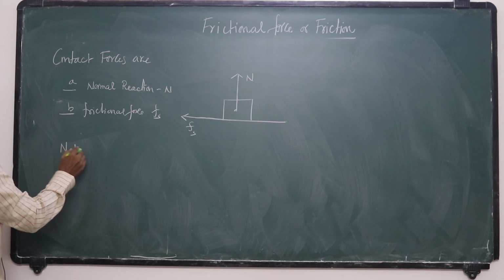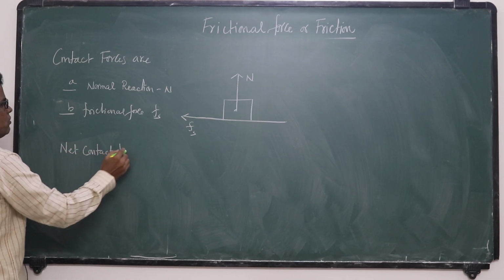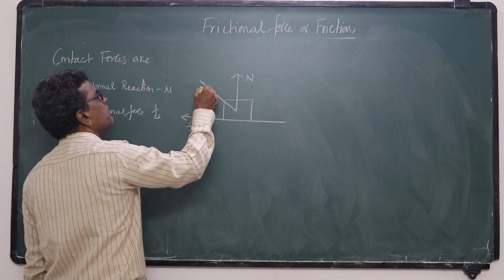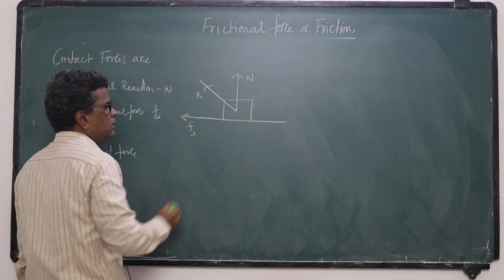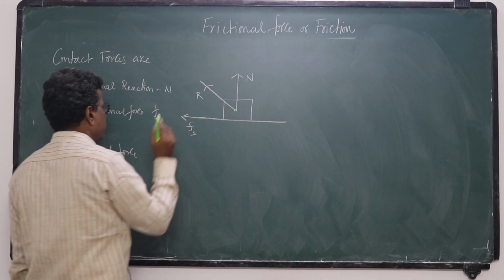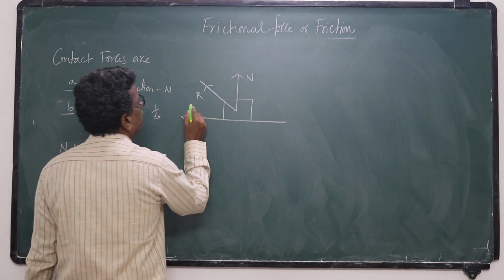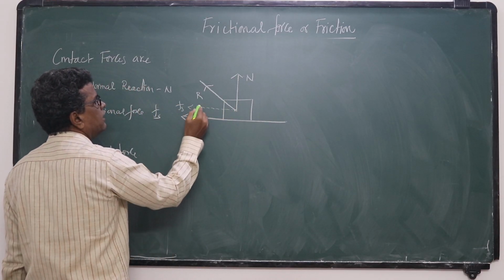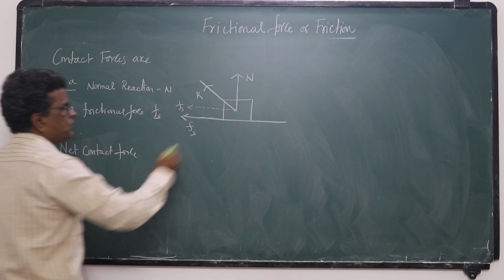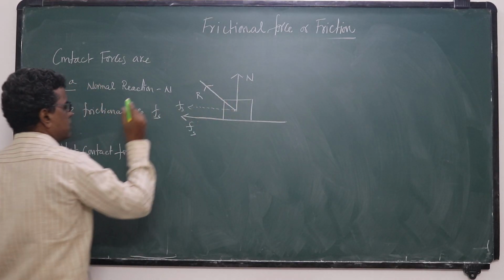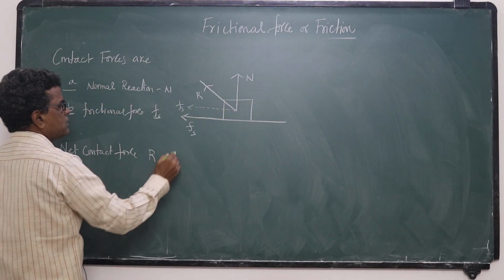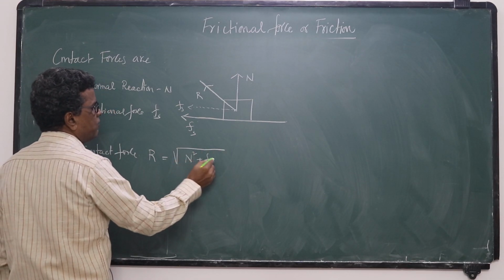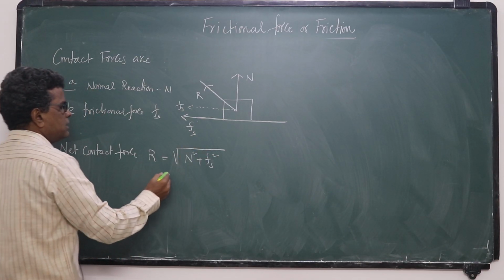So the net contact force is the resultant of these two. So it will be in this direction, that is the resultant of N and Fs. So I will extend this one like this. This is also Fs. Both are parallel, equal vectors. These two are perpendicular to each other. So the net contact force is square root of N square plus Fs square. Okay, so that is the net contact force.